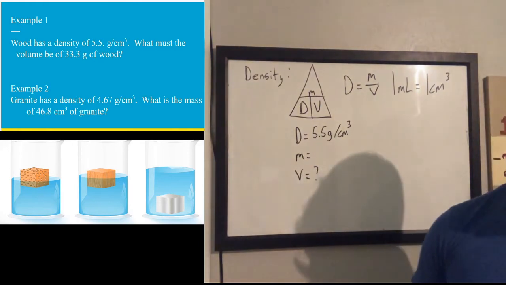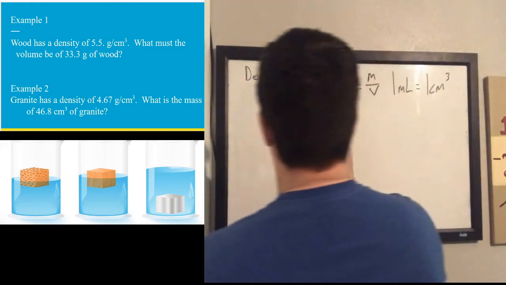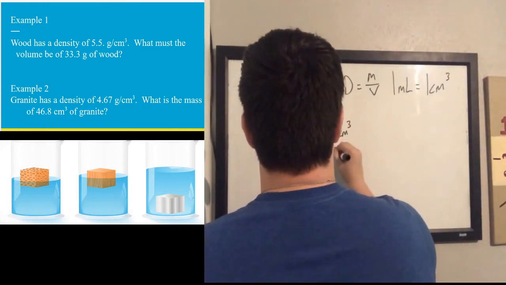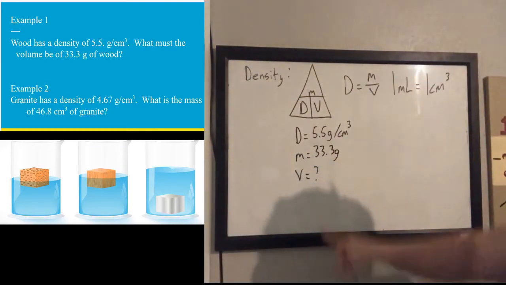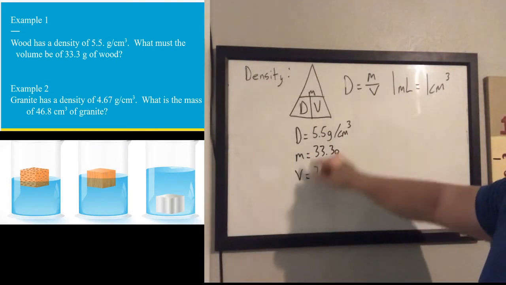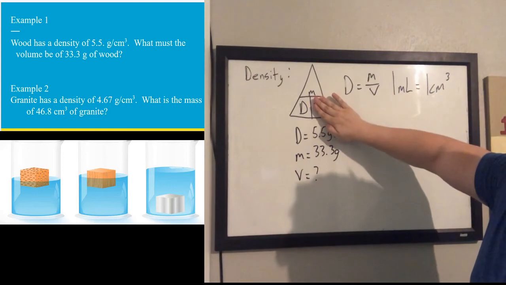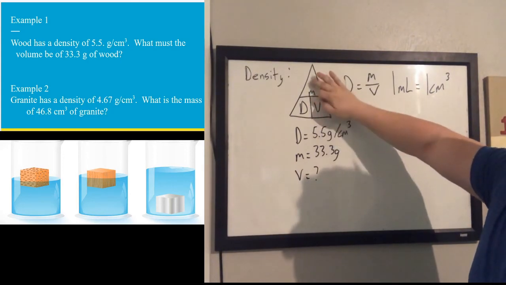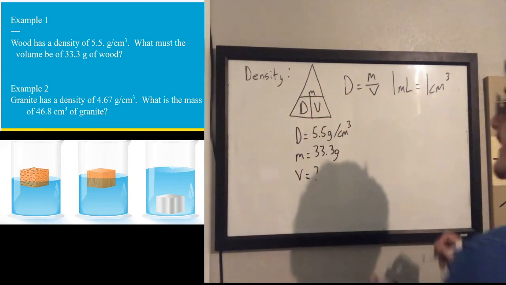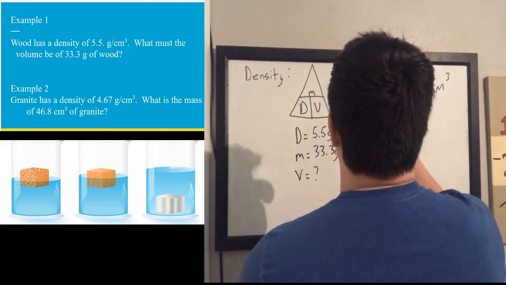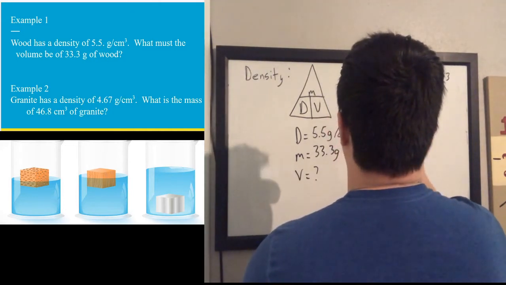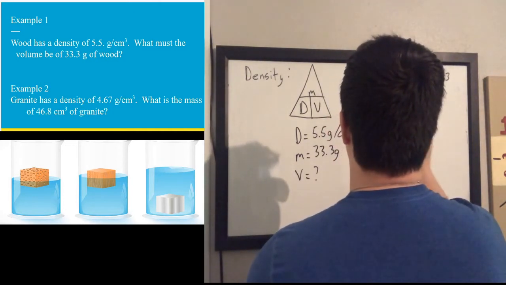What must the volume be of 33.3 grams of wood? All right. So we're looking for volume, so what I'm going to do is I'm going to cover up the V. What does it look like the mass and density are doing? If I do mass over density, I will get my answer. So we're going to get 33.3 over 5.5.